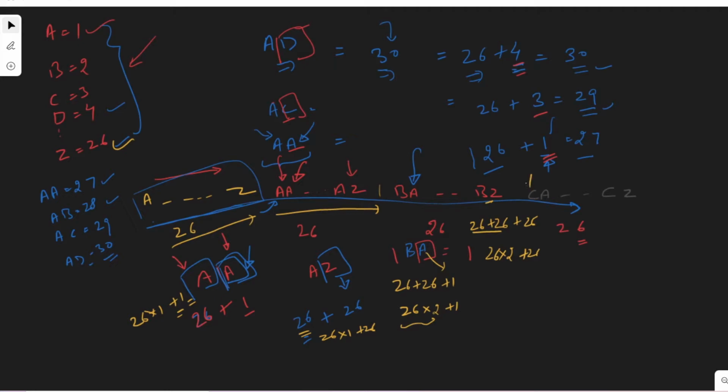For C, let's say if you see CA here, CA is nothing but 3 series have been passed, so 26 plus 26 plus 26, and for A contribution is 1. So it's nothing but 26 times 3 plus 1. For CZ, it will be 26 times 3 plus 26. Okay. So if you see here, there is a certain pattern. For C, it is 3 times 26. For B, it is 2 times 26. For A, it is 1 times 26.